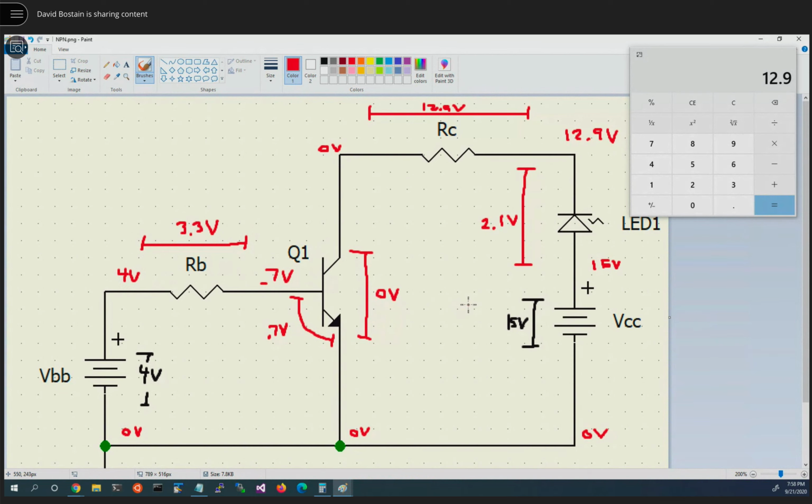Now, we need a current. Let me switch colors again. Which is going to flow from the battery through the LED, through the resistor, through the transistor, and back out again. This is IC. And we kind of know what that is because we were told for our LED, we need to keep it between 15 and 25 milliamps. So halfway between that, this guy must need to be 20 milliamps.